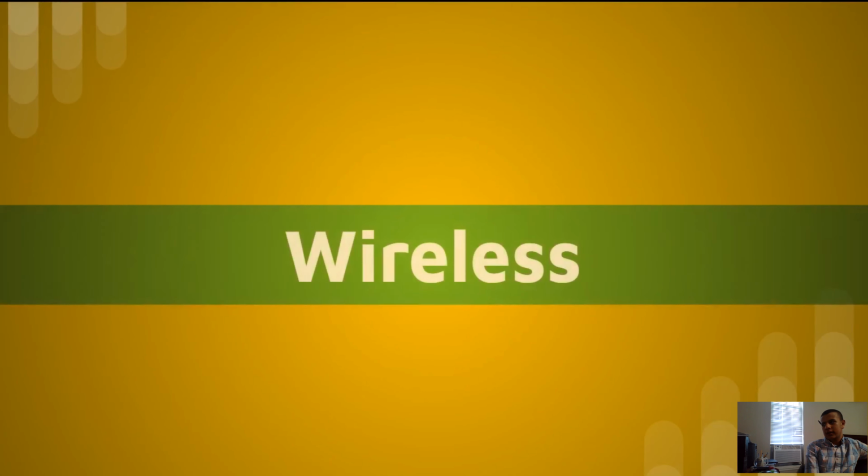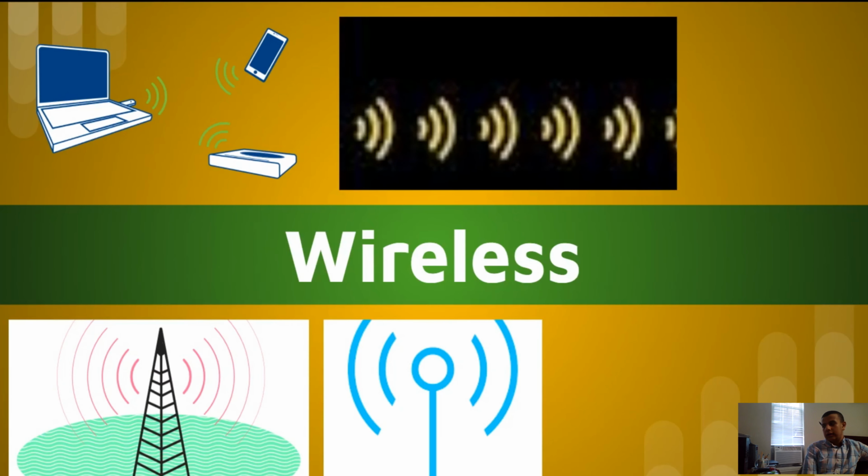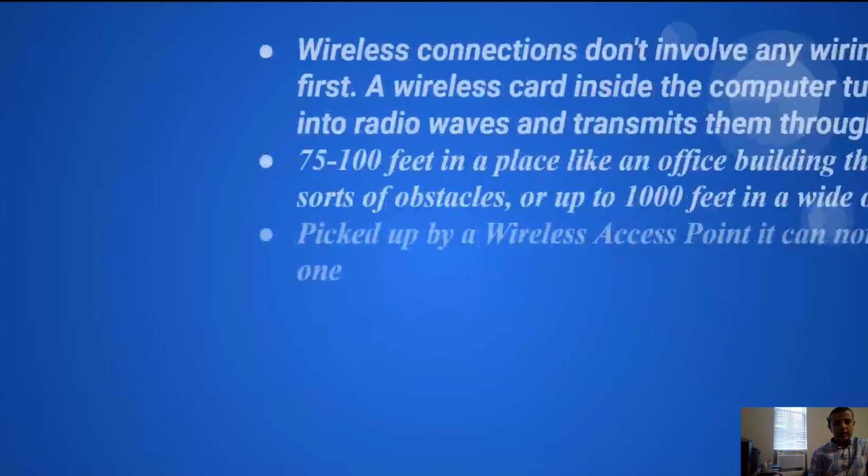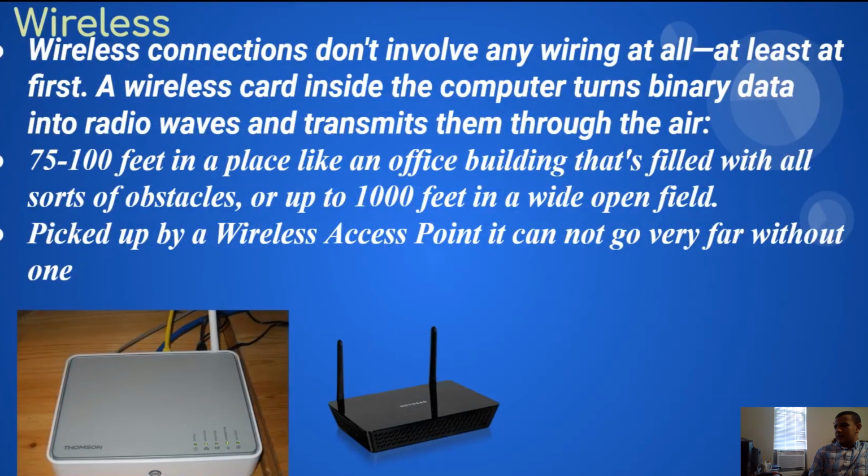Now, the last bit of connection type is obviously wireless. Now, you definitely know what wireless is and kind of how it works, because you've experienced it, right? You're probably using a wireless cell phone at the moment. Now, obviously, wireless connections don't involve any wiring at all, at least at first, right? So there's a wireless card inside the computer that turns binary data into radio waves. So remember, copper cables carry electricity, fiber optic cables carry light, and wireless carries radio waves, and transmits them through the air.